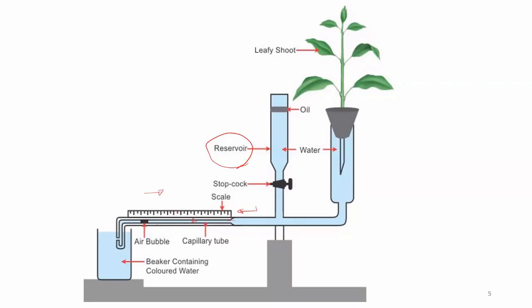So after the first reading, you get the air bubbles in here. Then if you want to do the practical again, you can open this reservoir water and allow the air bubbles to move from here to here. So now the air bubbles are here. Then you can take another reading. So that's the purpose of the reservoir.